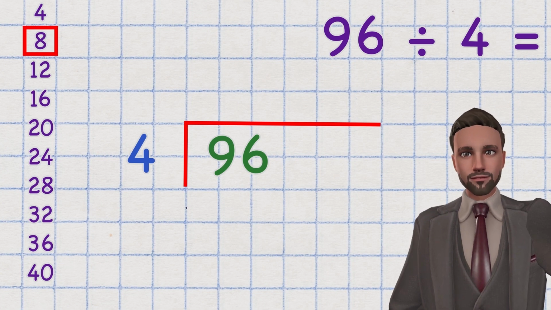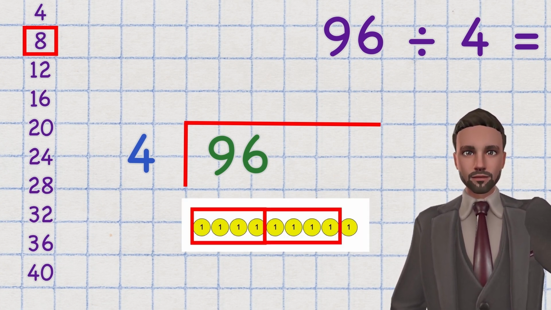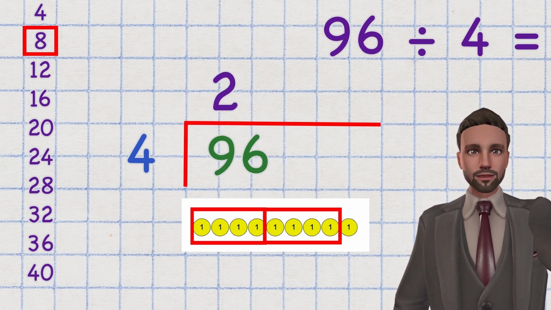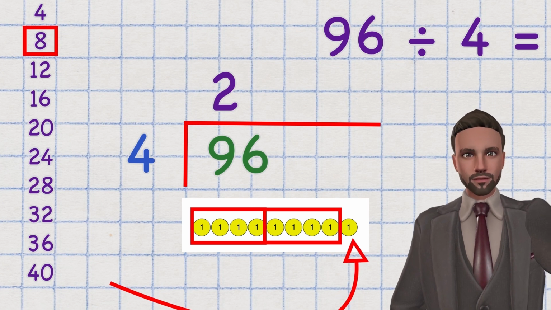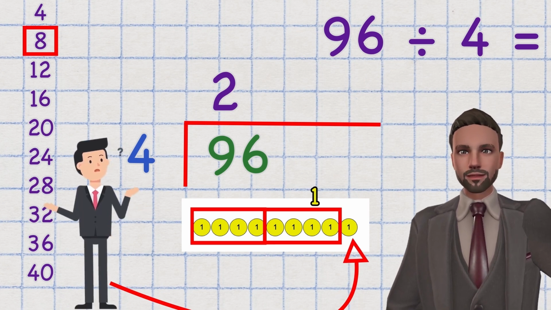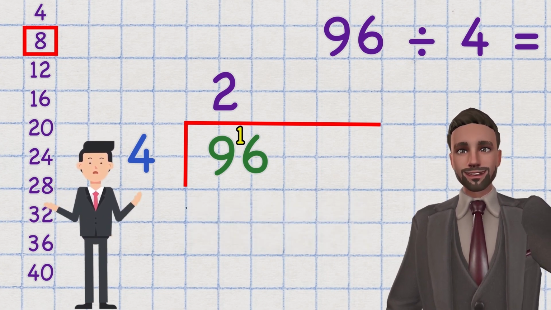Take a look. Here, I have 9 counters. I make 2 groups of 4, which goes above my answer line, but it still leaves me with 1 by itself. Where does that go? It can't just disappear. It goes here, next to my 6, creating 16.